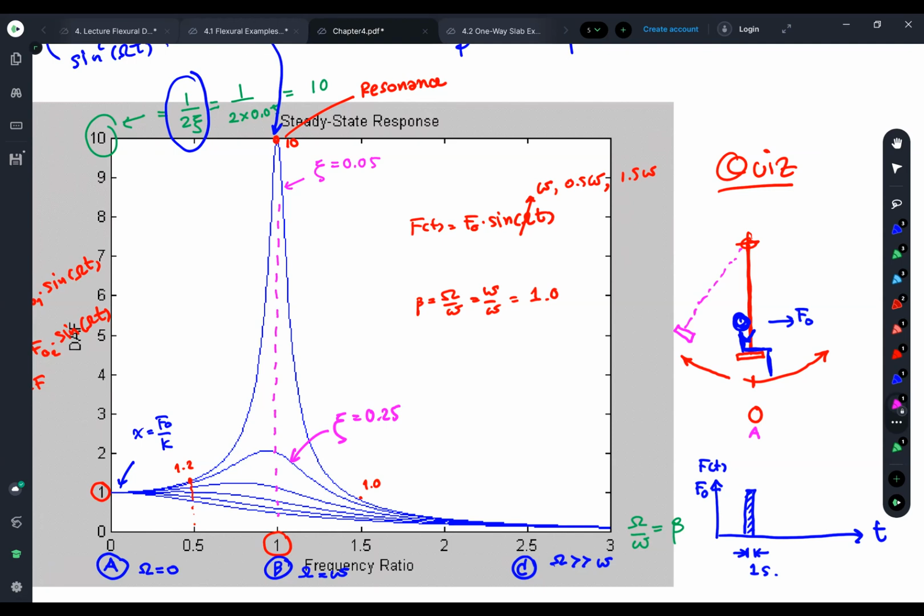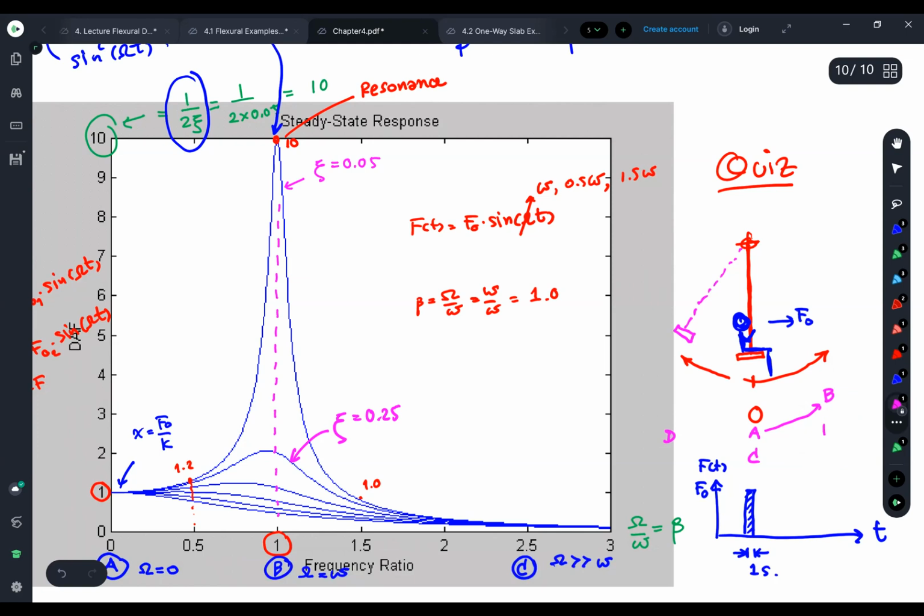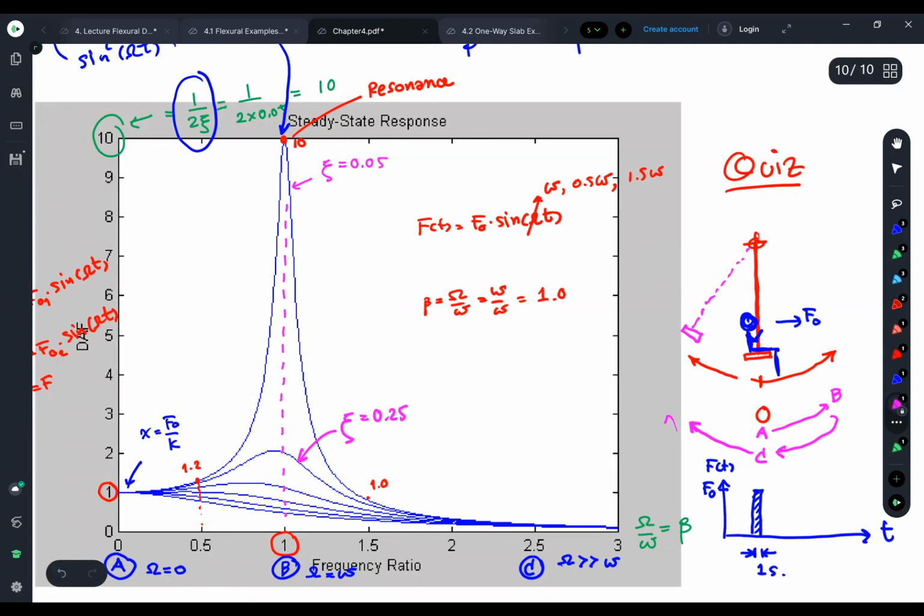Like you go to A position, you go to B position, and you go back to C position, and you go to D position. Can you imagine this? Go to B position, and then you go back. It's very hard for me to explain this, sorry. And then you go back to the C position, and then you go to this position, the maximum negative displacement, D position.